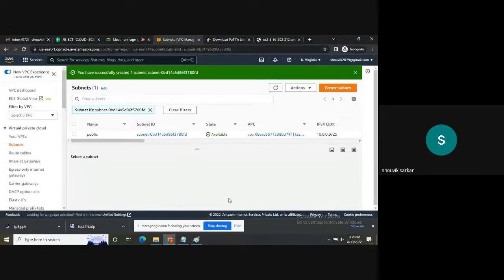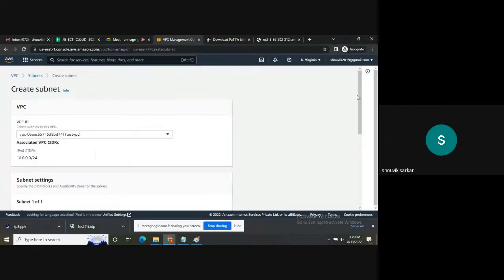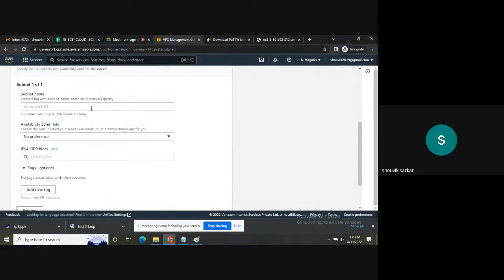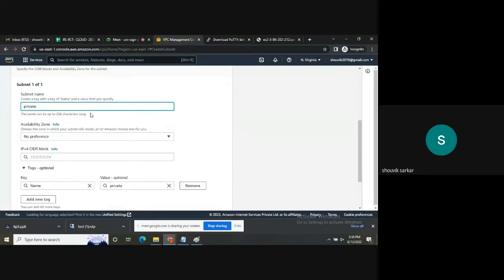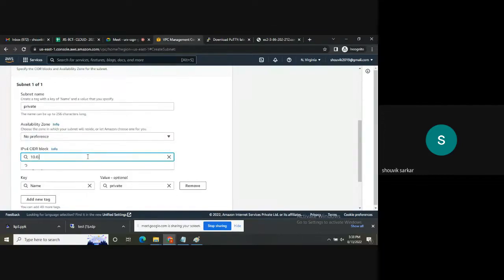Next, we want to create a private subnet in the same VPC. Here we need to write 10.0.0. Now this time we can't put 0. We need to write 128 because 0 to 127 goes to the first subnet, and then we write /25. Whenever we create this second subnet, if we make any mistake, it will not work.